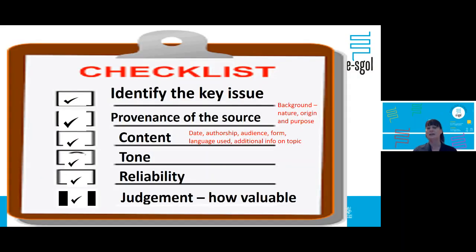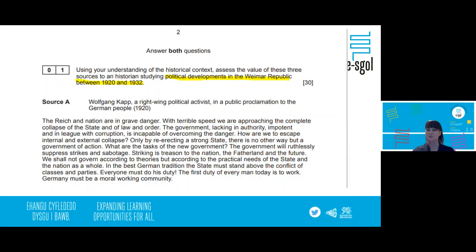So this is our checklist, okay? We need to remember to do these things with each source. So we start off by identifying the key issues. This particular one, this is from Depth Study 8 last year, 2022. So it's the political developments in the Weimar Republic between 1920 and 1932 that they want you to focus on.